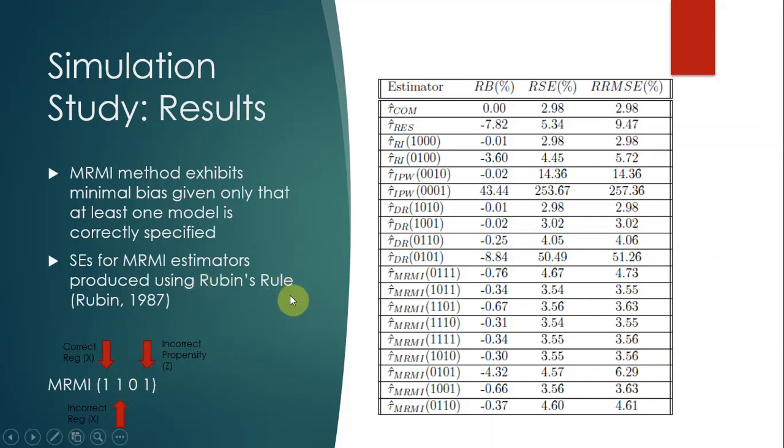So here we see our results, and we see for all cases where at least one model is correctly specified, our method exhibits minimal relative bias. The only time our method exhibits relatively high relative bias is when we have both models misspecified.